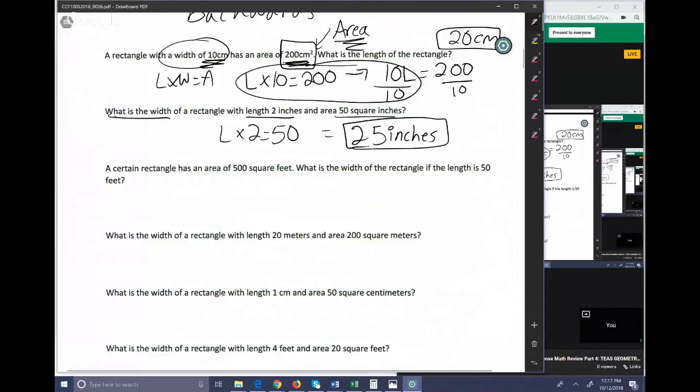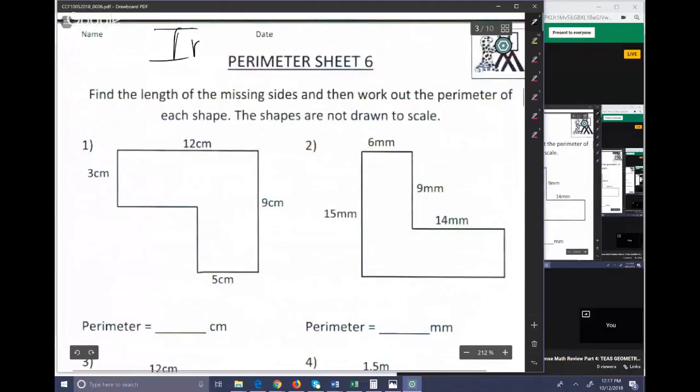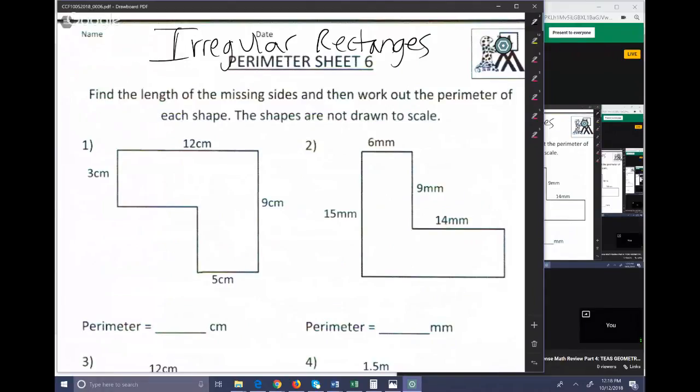So that's backwards areas. This next one, these are the irregular. I pull my math worksheets from goodness knows where, so they're usually not labeled the way I want them. So label that irregular rectangles. This will help you. Having titles will help you make sure you study everything and that you've got everything down off the top of your head.